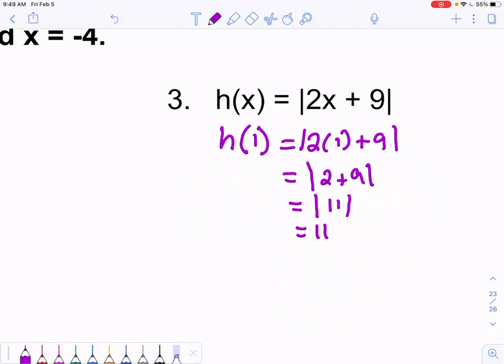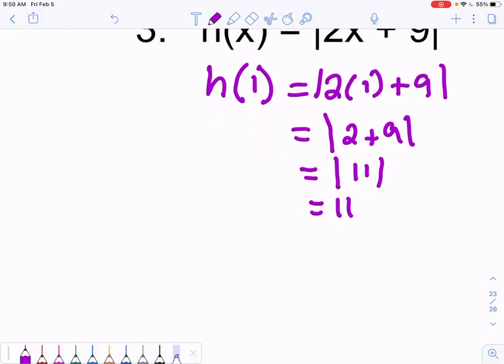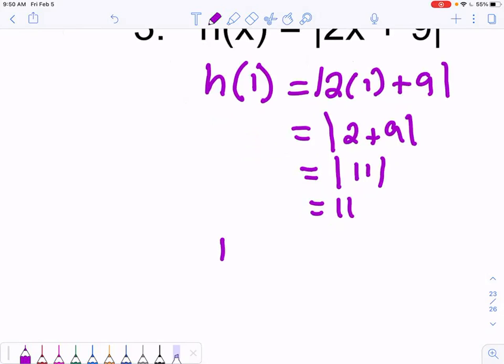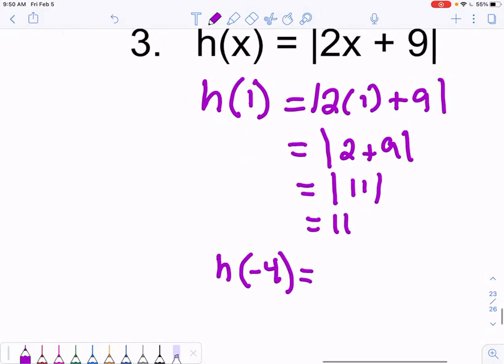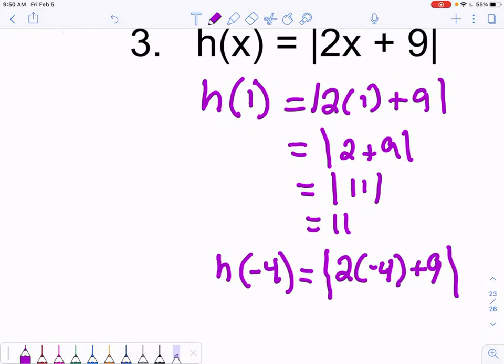They also want you to find out when x is -4. So we would just put h of -4. And then we plug in -4 everywhere that we see an x. So we get the absolute value of 2 times -4 plus 9. And that's going to equal the absolute value of -8 plus 9.